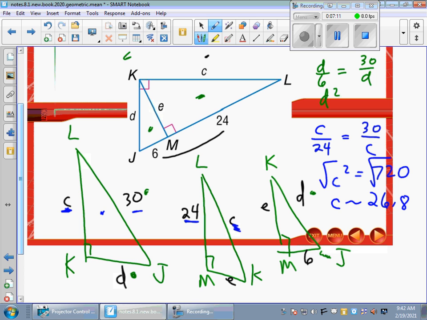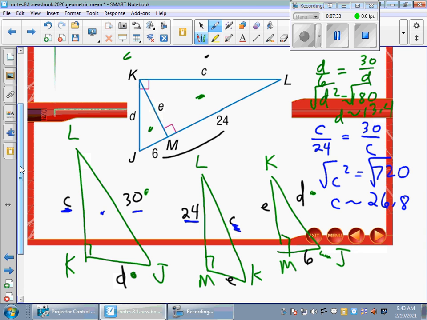We get D squared equals 180. And we take the square root of 180, and we get D is about 13.4. And again, how do we do that? You take the square root here. And I know I'm running out of room, and I apologize, but I'm doing the best I can here.